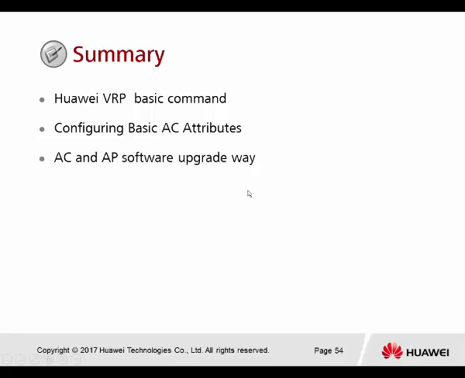Okay, that's all for the CLI configuration and also the web configuration. This is the summary. The Huawei VRP basic commands, I already showed you some of the command lists available in Huawei. The basic AC attributes, and the last one is the way of doing the software upgrade.